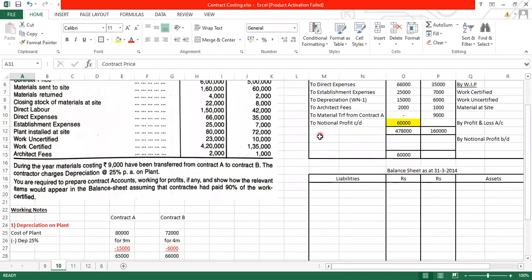36,000 आया. Here you are going to write down to profit and loss account. बाकी का क्या हो जाएगा? Reserve. So 36,000. So 24,000 ka what will be prepared? 24,000 ka it will be the reserve.